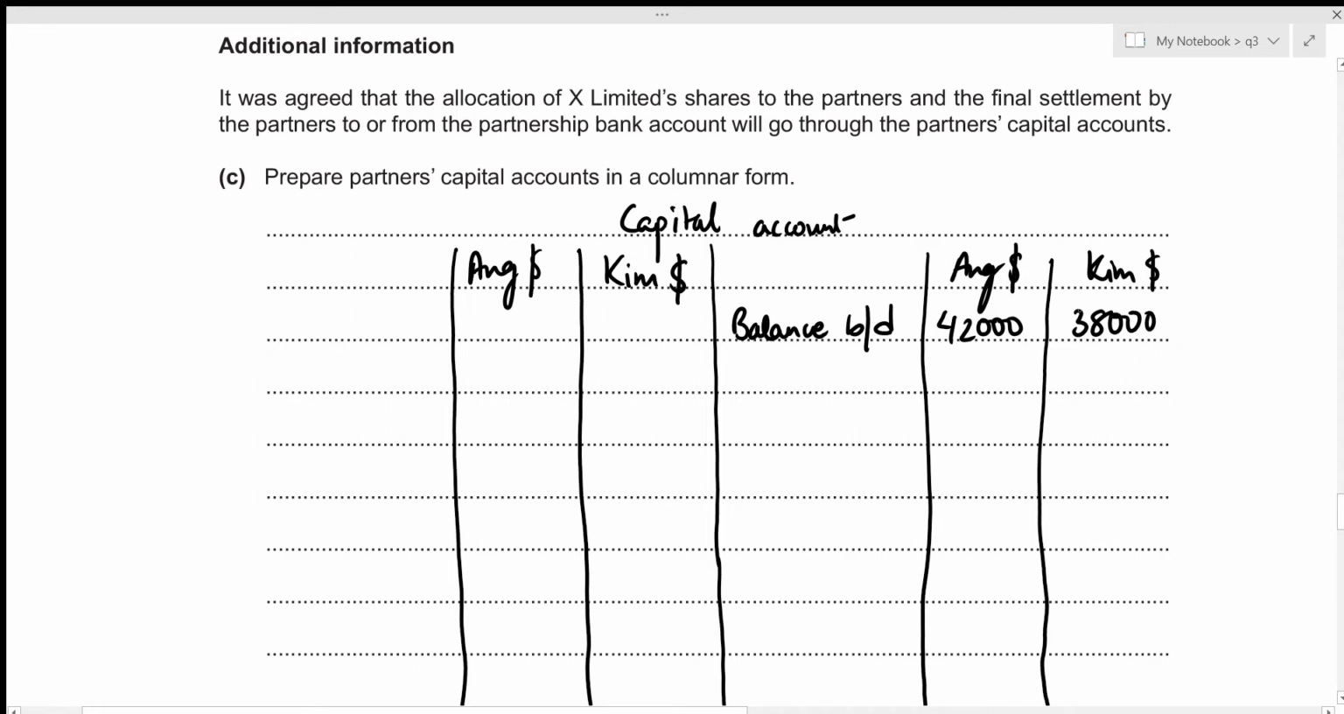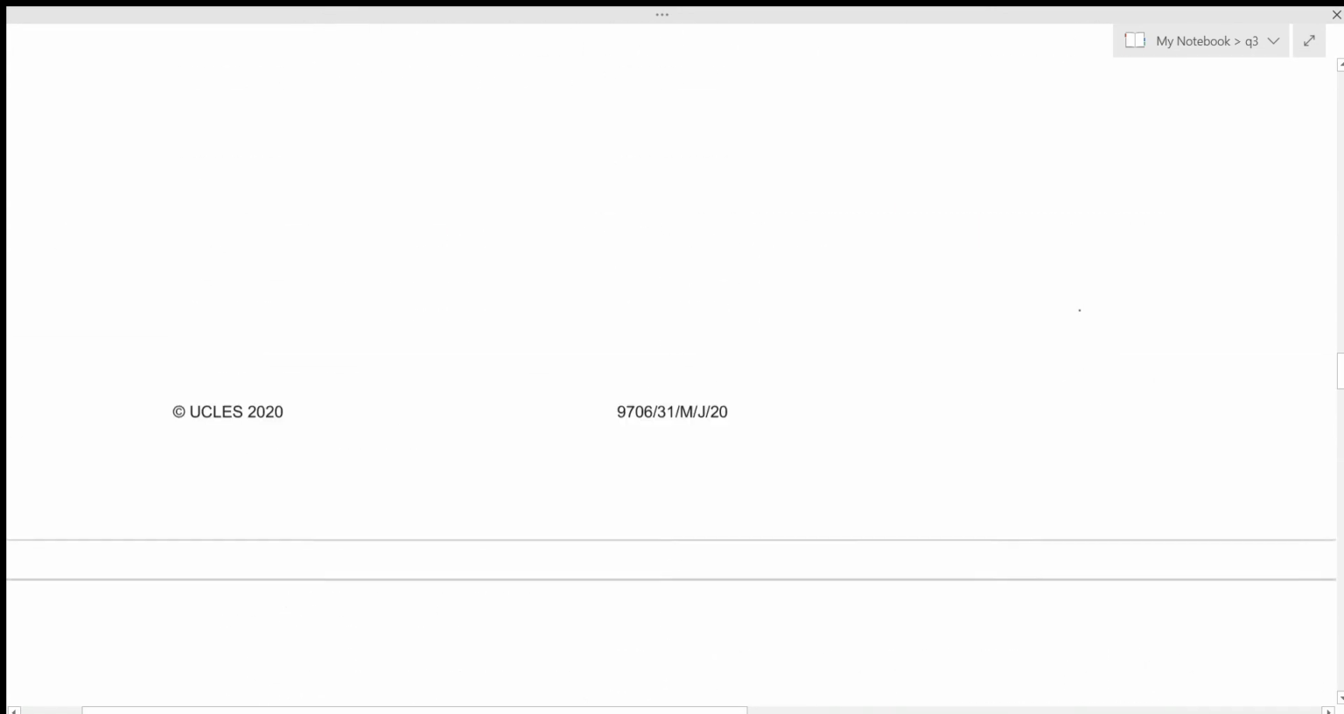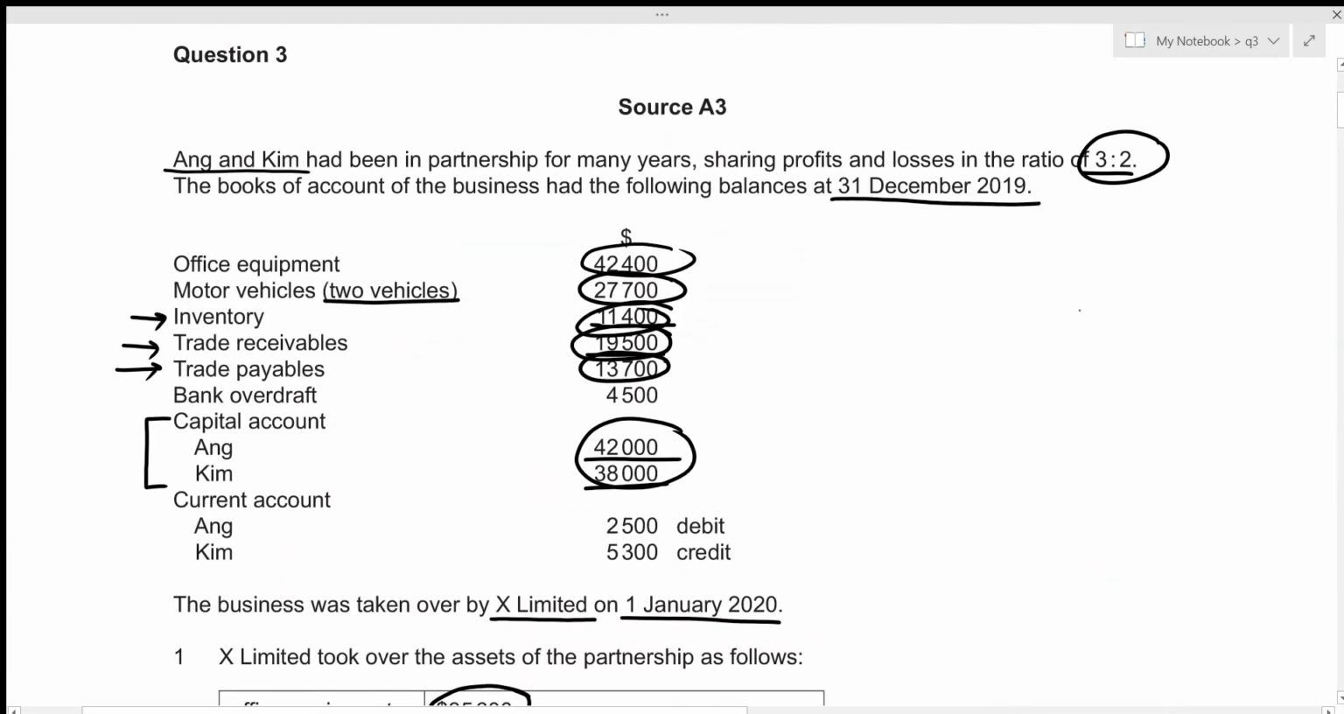Next, since X Limited is acquiring their partnership, we also need to adjust their current accounts. So let's have a look at the above information. Information regarding current account is given right here. So we can see that the current account balance for Ang is 2,500 on the debit side. This means that Ang owes 2,500 to the partnership business. So this definitely reduces the balance on her capital account, meaning that this amount should be recorded on the debit side of her capital account. Then for Kim, we have our current account balance to be 5,300 on the credit side, meaning that the partnership owes 5,300 to Kim. So this definitely increases her capital account balances, which means that this amount should be recorded on the credit side in our capital account.